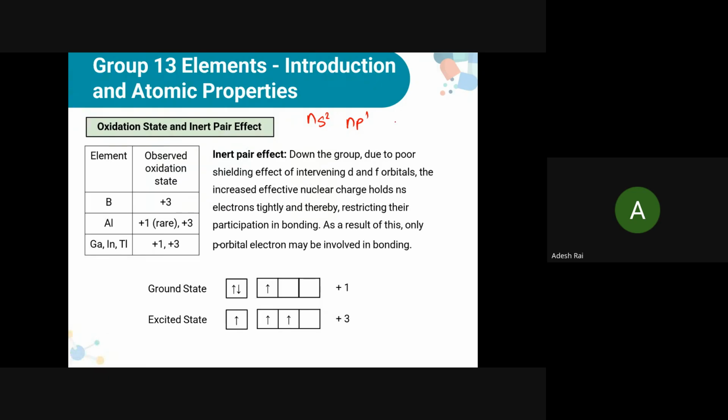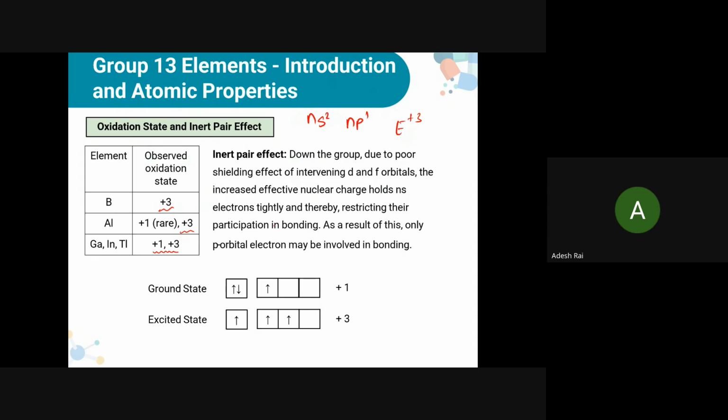Take out all the valence electrons. Generally this element will stay in which oxidation state? Plus 3. So if you see boron here, it is observed in plus 3. Aluminum is also observed in plus 3 only, but very rarely in plus 1. But gallium, indium, and thallium show plus 1 and plus 3. Is that clear? Now, why is it like that?